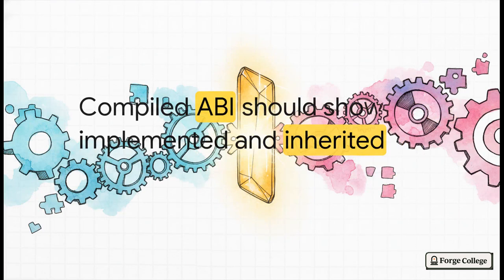Here is your validation check. When you look at the compiled ABI, the application binary interface for your concrete deployable contract, it should show everything playing nicely together. You should see the functions you wrote specifically for the derived contract, and you should see the inherited functions, like change admin, right there alongside them. If they're all present in that final ABI, congratulations, you have officially mastered the missing middle ground.